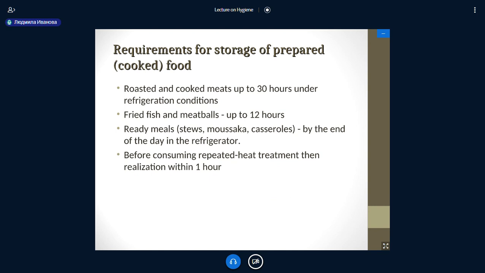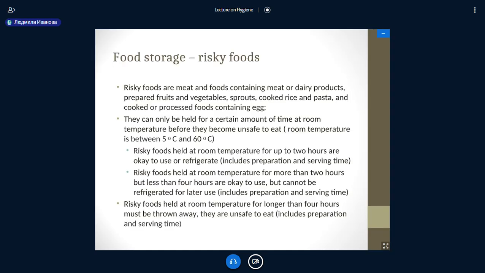Okay, and I think that you'll discuss with my colleague the requirements for storage. For example, roasted and cooked meats up to 30 hours in the refrigerator, fried fish and meatballs not more than 12 hours from the same working day. Ready meat stews, moussaka, casseroles by the end of the day in the refrigerator. This is very important because salmonella and staphylococcus infections appear very often from moussaka and stews. Before consuming, repeat heat treatment, then serve within 1 hour. So not reheated 100 times.